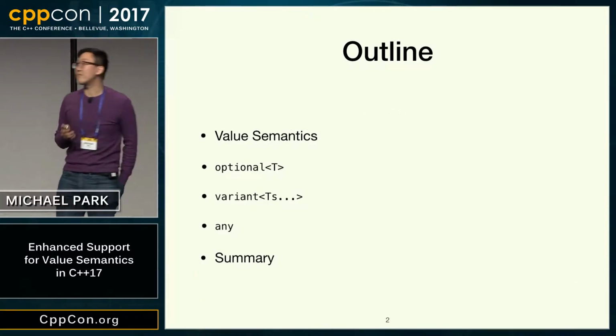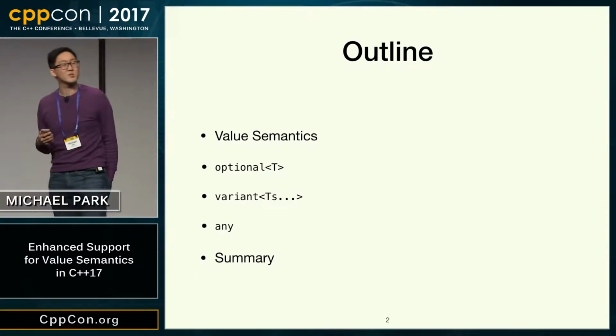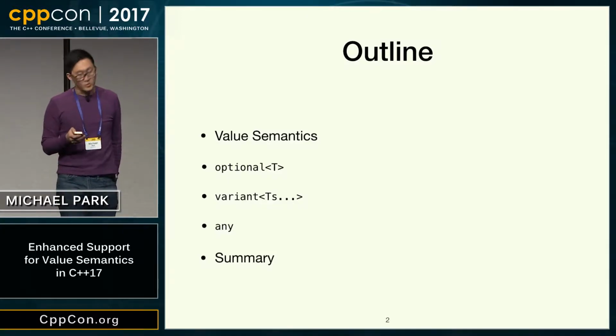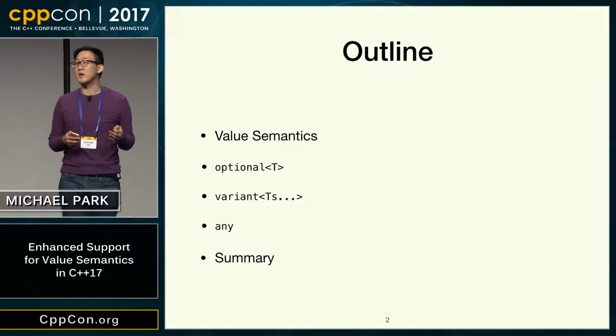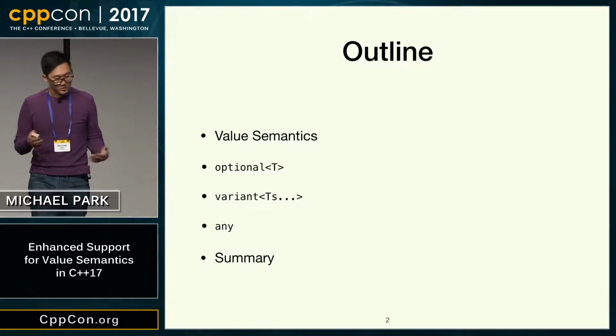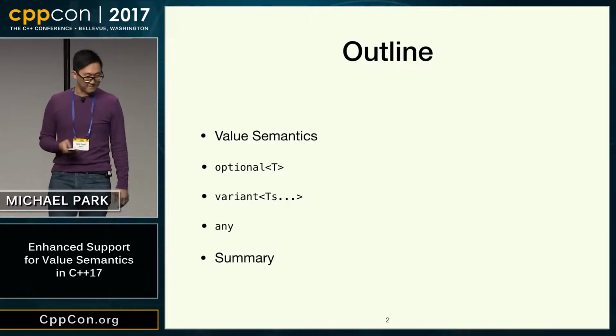So this is the agenda that I have for us today. We're going to cover the basics of what it means to have value semantics for some of us who may not be familiar with the idea. We're going to cover 3 new library types that were introduced in C++17, which are optional, variant, and any, in that order. Then I'll go through a little summary of how they relate to each other and things like that.